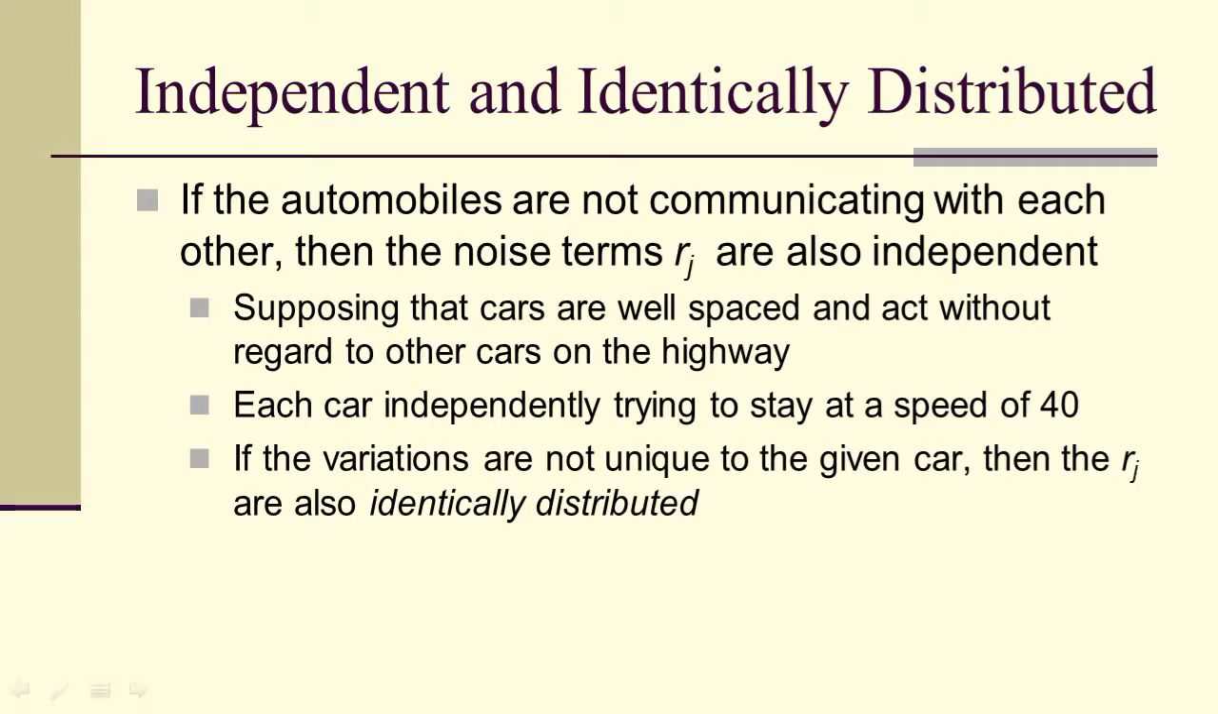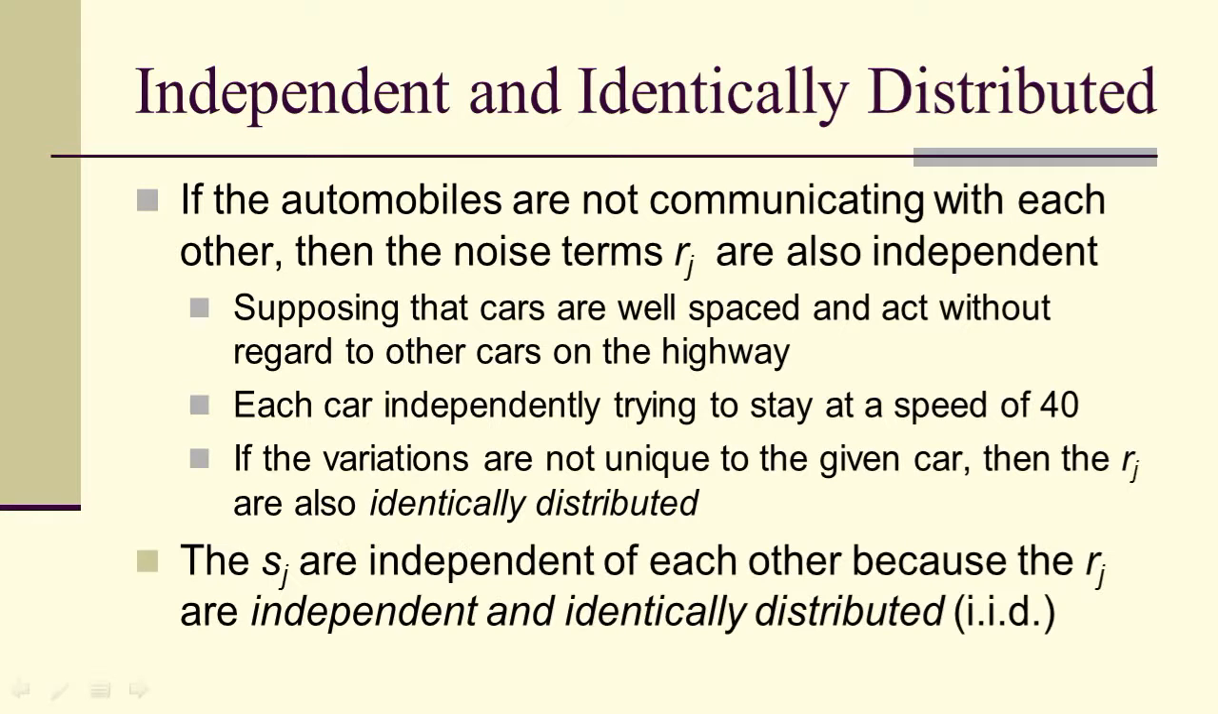So we're going to look at well-spaced cars. They don't care about the other cars on the highway. They're independently trying to stay at 40 miles an hour. And the variations are not unique. Any car could have the same issues with slopes and stuff like that. So these R sub j are identically distributed. The S sub j are independent of each other. These are IID variables.